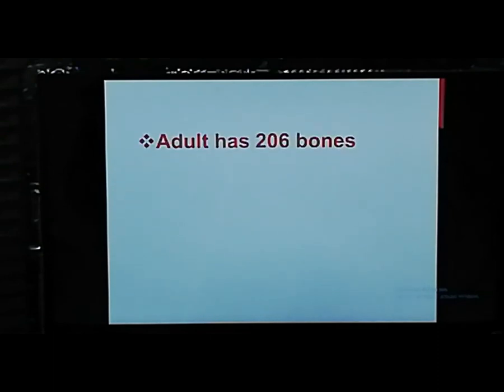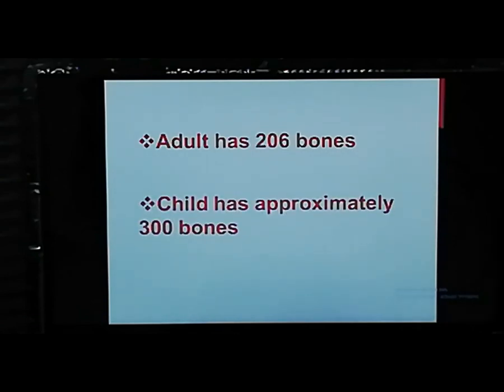So students, do you know an adult has 206 bones and a child has approximately 300 bones? I know students, you are thinking why an adult has 206 bones and a child has 300 bones. There is a reason, and the reason is that when the child grows up, some of the bones fuse or join together.